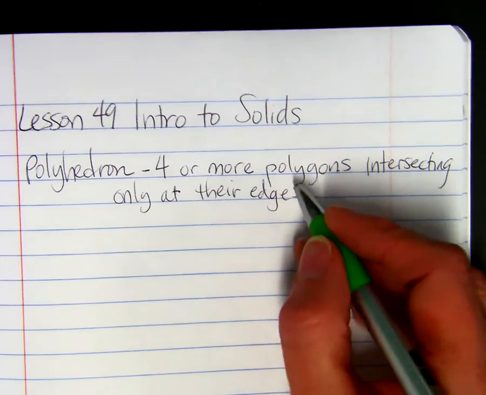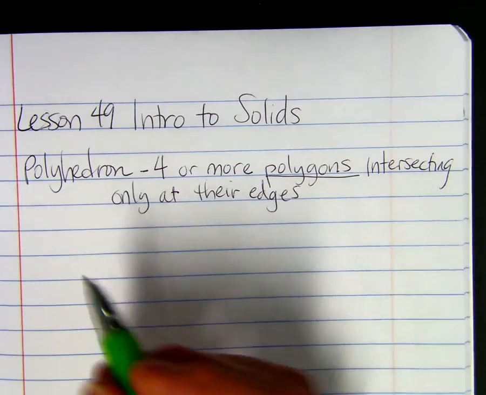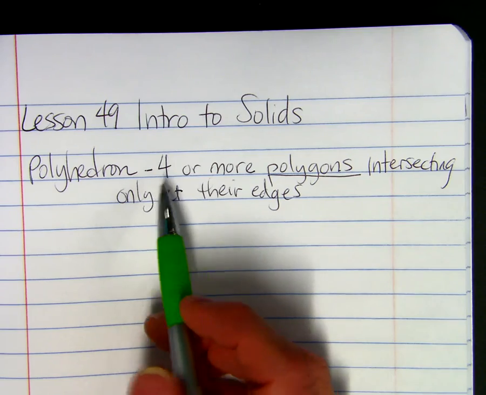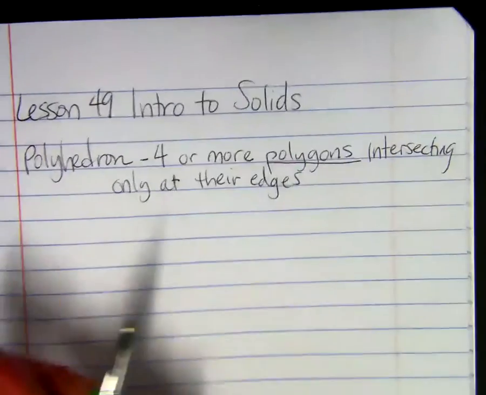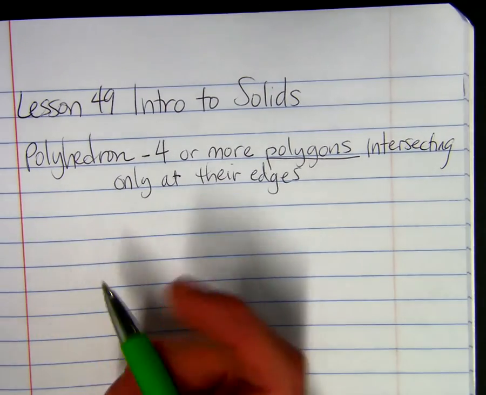So the key word is polygons. The smallest polyhedron will have 4 faces. And then you could have more than 4.